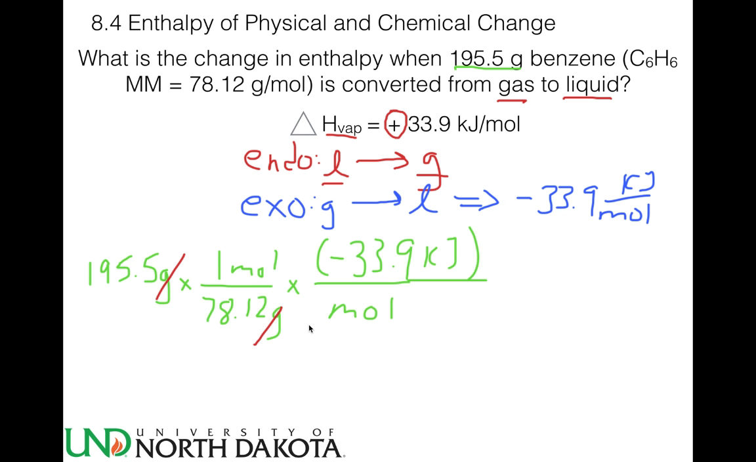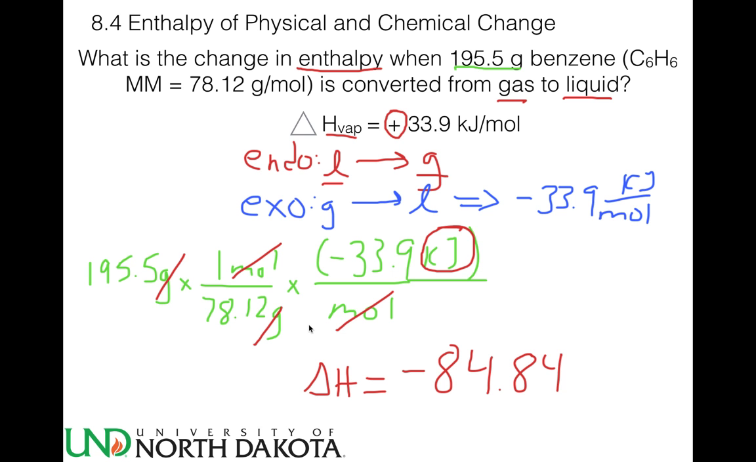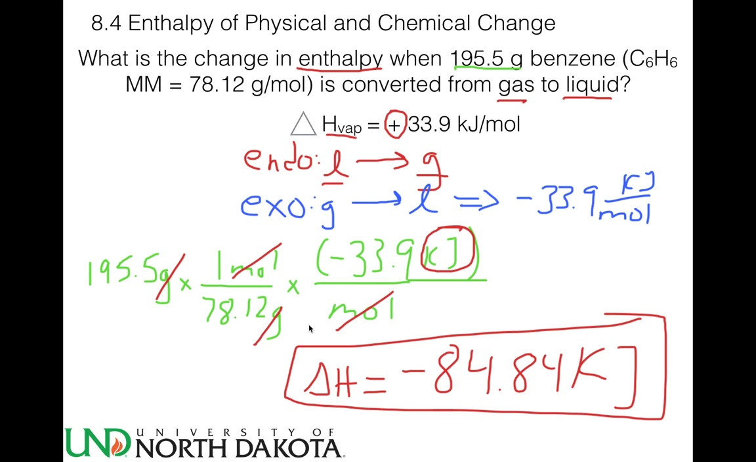Now look at what happened. Our grams canceled out, our moles canceled out. We have our kilojoules, which would go hand in hand with the units for enthalpy, and therefore our delta H for this process is going to be 195.5 times negative 33.9 divided by 78.12, which will give us negative 84.84 kilojoules for this process.